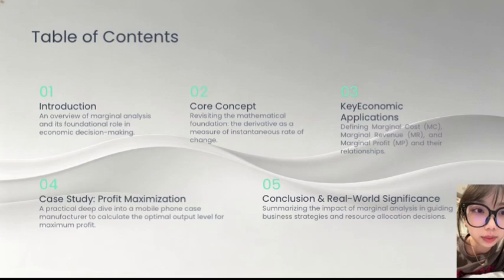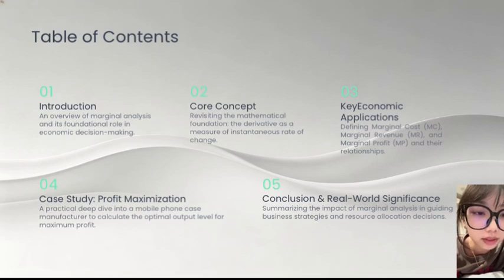Now look at our table of contents. We have 5 parts in total. First part, introduction. We will talk about marginal analysis and how it guides business choices. Second part, calculus. We will learn derivatives, the method to calculate fast changes. Third part, key economic applications. We explain marginal cost, marginal revenue, and marginal profit and how they connect.